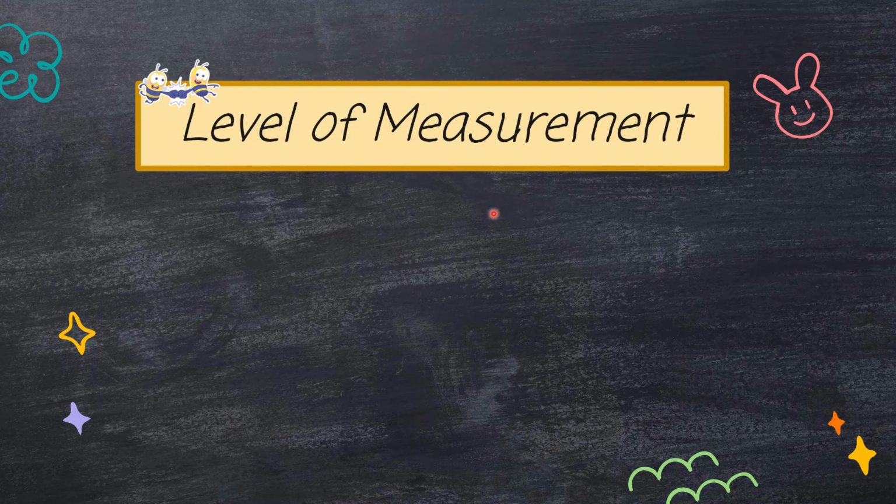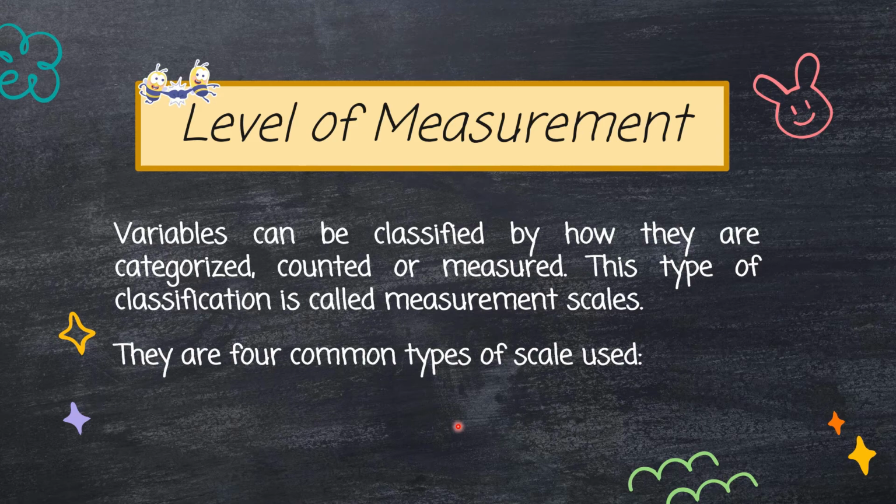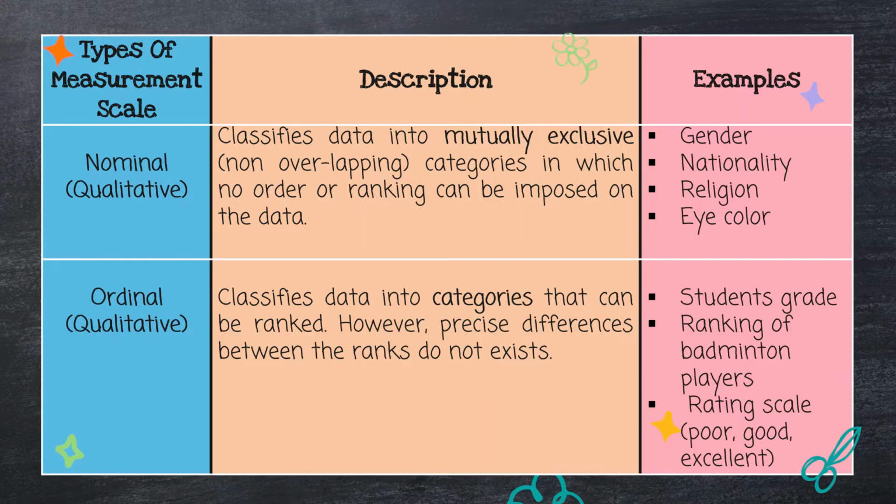Next, let's define level of measurement. So level of measurement classifies variables by how they are categorized, counted, or measured. This type of classification is called measurement scales. There are 4 common types of scale used. This table describes the types of measurement scale.